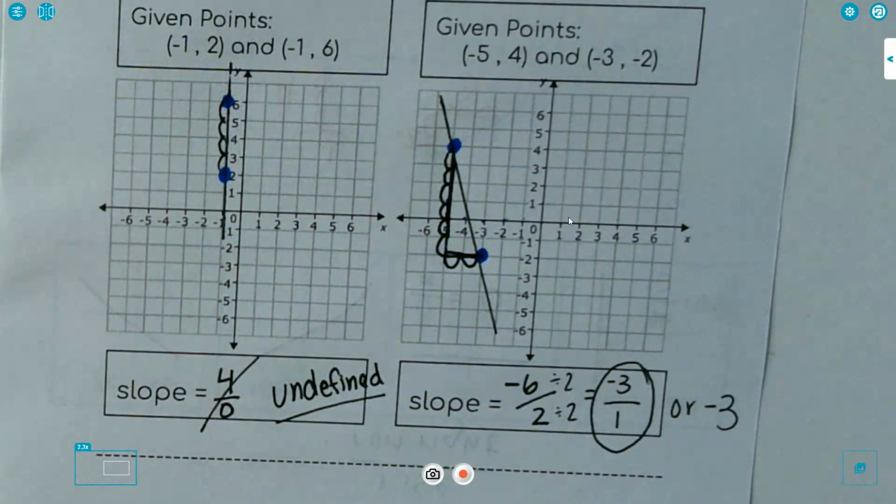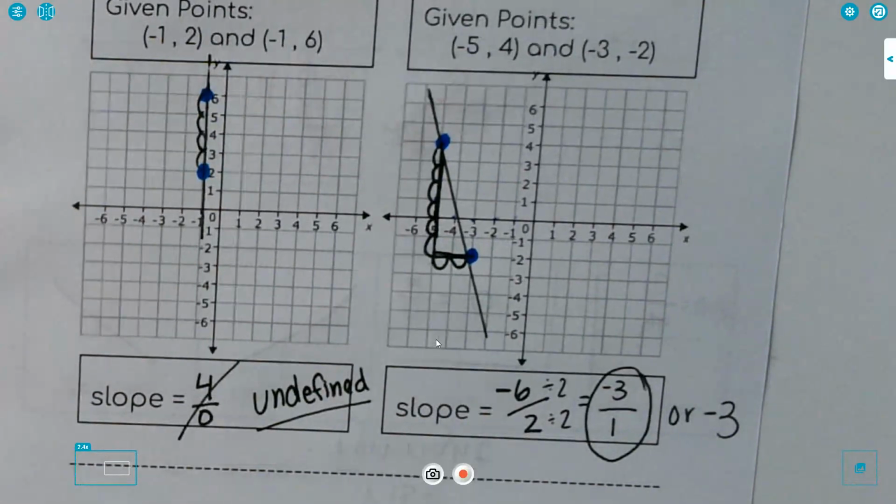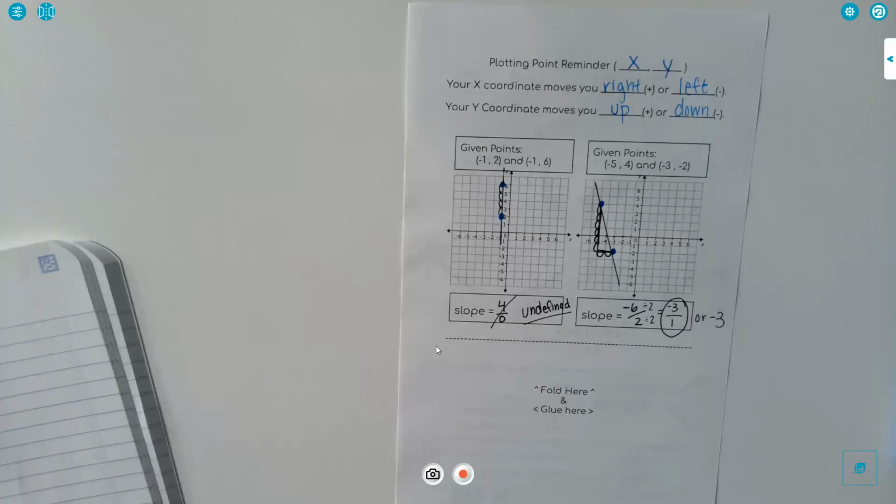Okay, we are going to glue our notes into our notebook after our quick write page. Go ahead and leave the back of your quick write page blank, and then we will work on our assignment on Wednesday. Let me go ahead and stop this video.